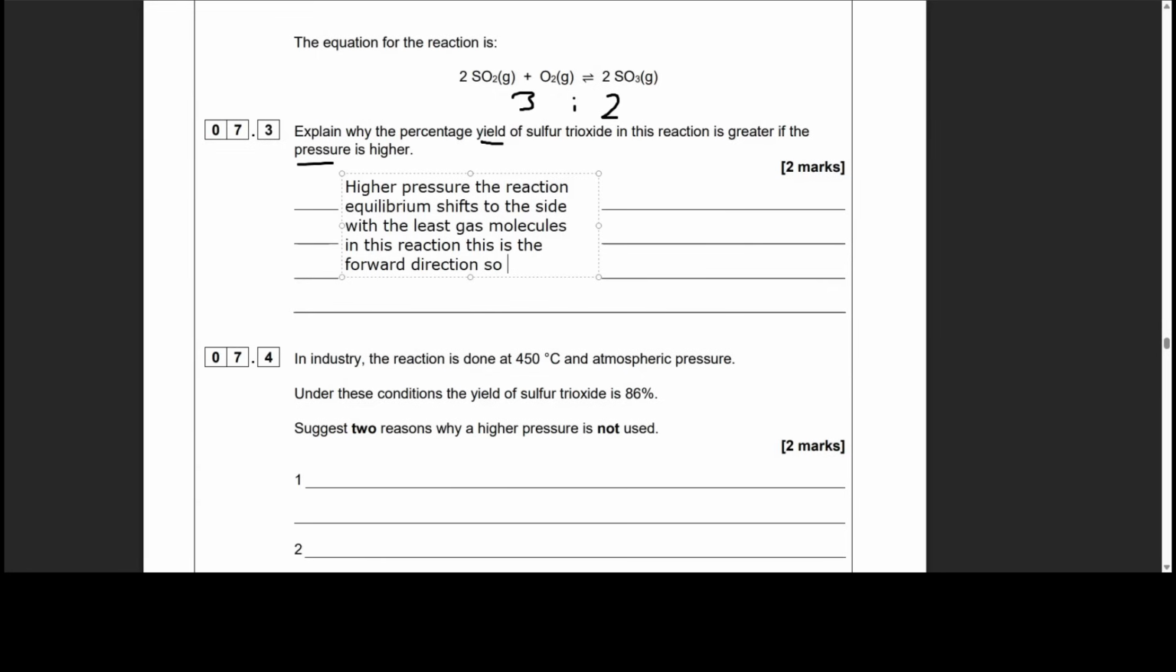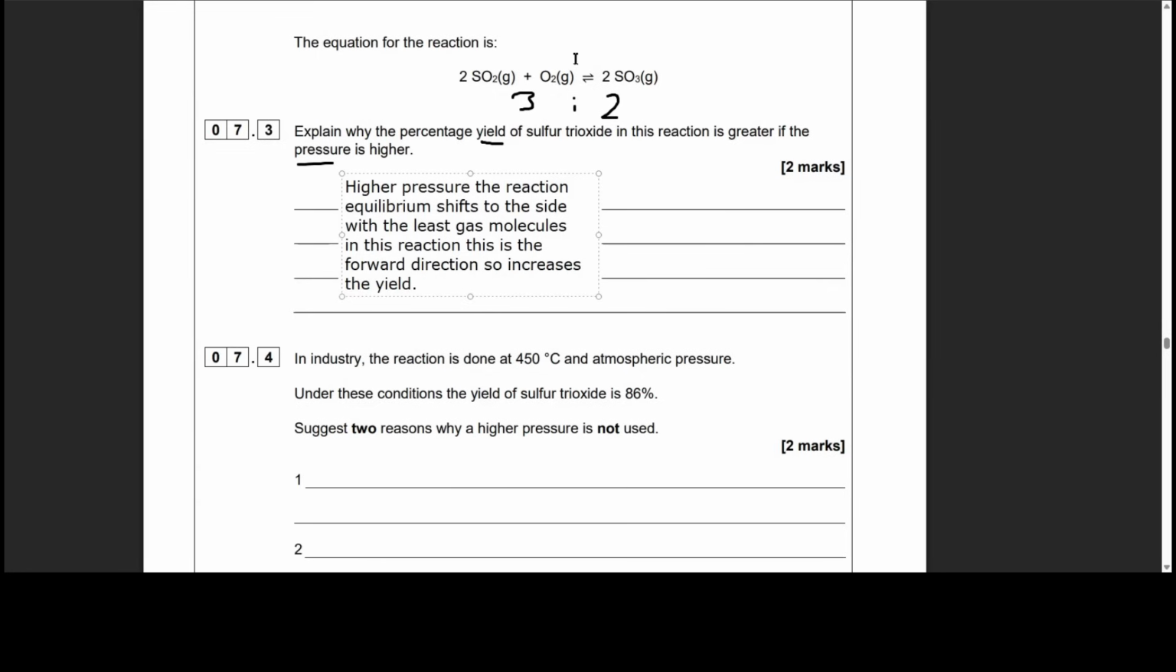We'd say higher pressure, the reaction equilibrium shifts to the side with the least gas molecules. In this reaction, this is the forward direction, so increases the yield.